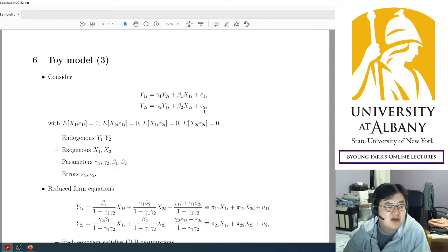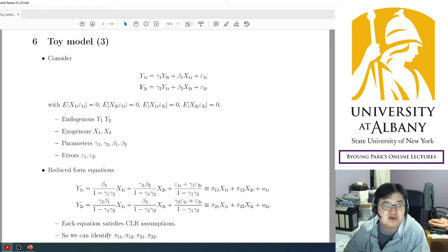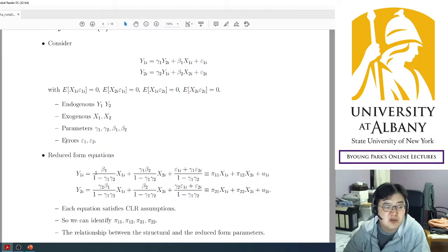So model number 3, we now have 2 endogenous variables, 2 exogenous variables, 4 parameters, 2 errors, and structural equations. The reduced form equations are now these. y1 is a function of x1, x2, and errors. y2 is also another function of x1, x2, and errors. So we write pi11, pi12, pi21, pi22, which correspond to each of these coefficients.